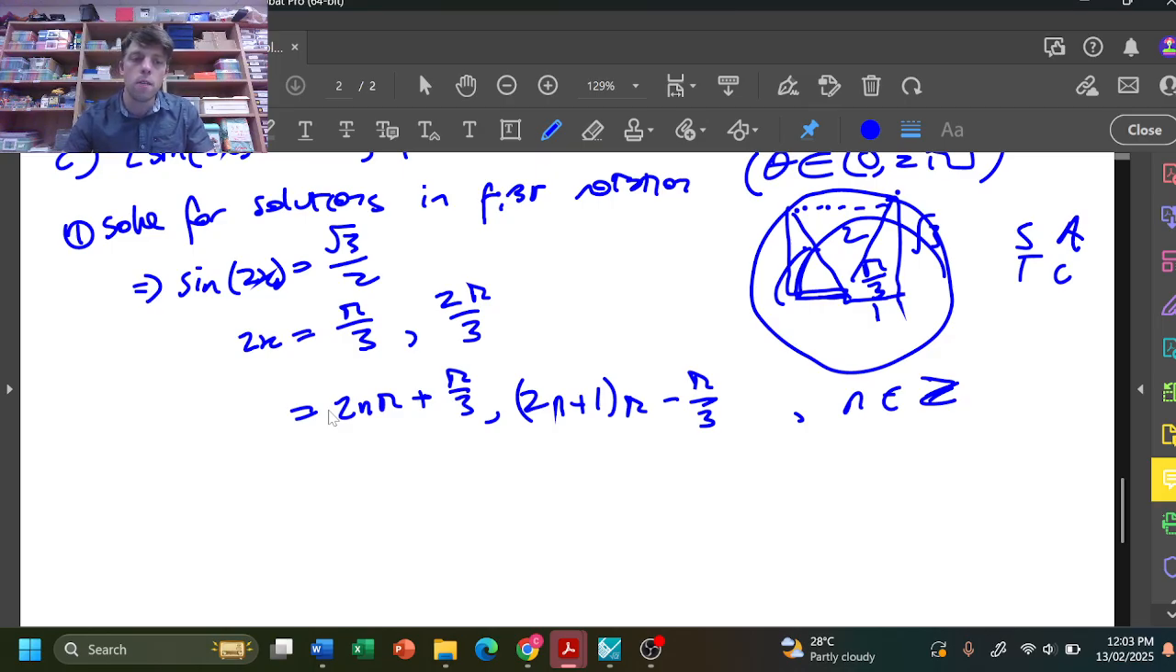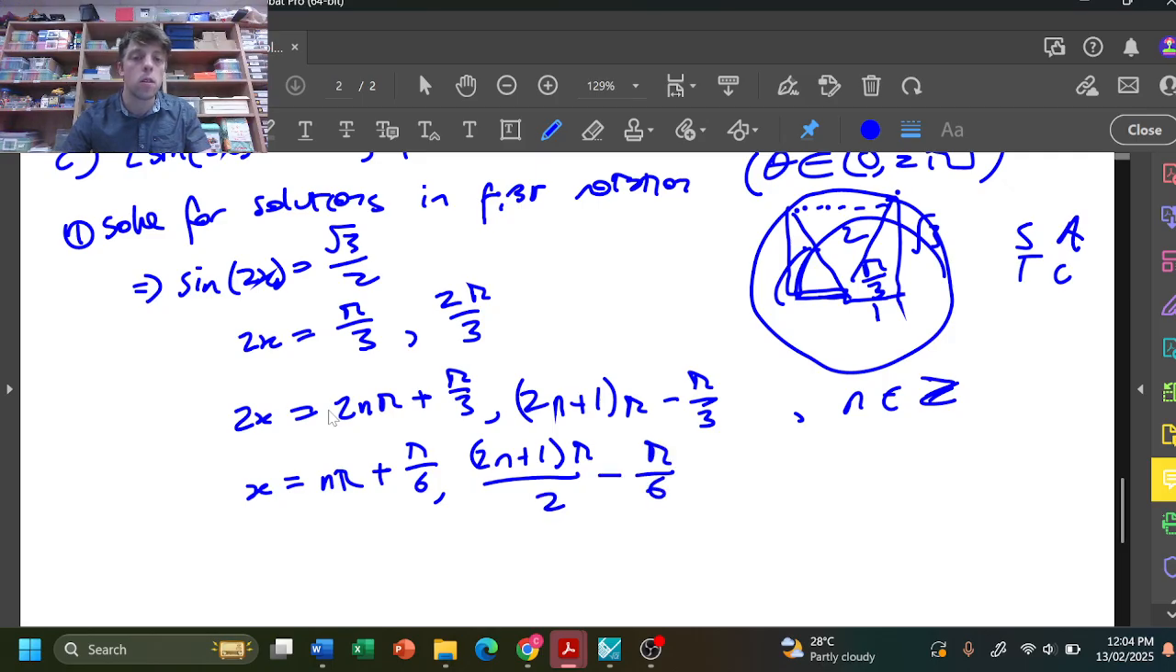First up, maybe we can divide both sides, because this is for 2x. We could possibly divide both sides by 2. That's going to get us a formula for x, which is actually what we're trying to solve. So if we divide both sides by 2 here, this will just become n pi, so we can just leave that as n pi. This divided by 2 will be pi on 6. Meanwhile, over here, it's going to be a little bit messier. We're going to have 2n plus 1 pi over 2 minus pi on 6.